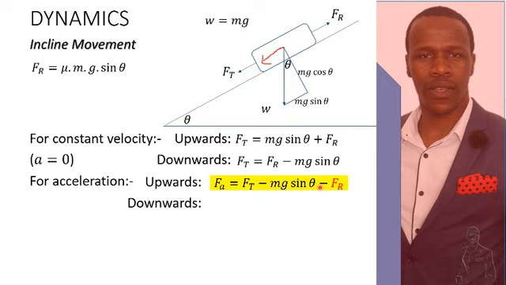So we will do the same thing for downward. We'll just add the acceleration right there. So we'll just add FA and make FA the subject of the formula. Then that means this will cross over and become positive. This will cross over and become negative.